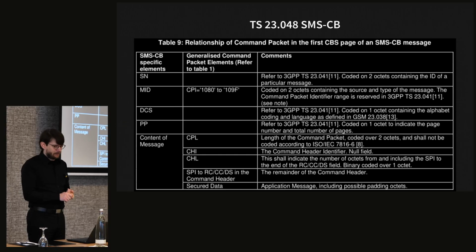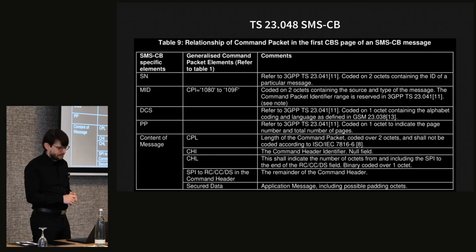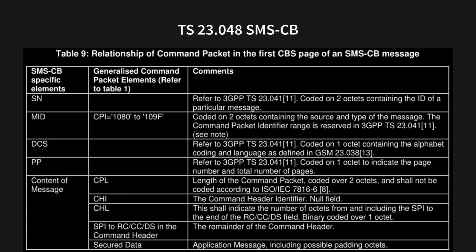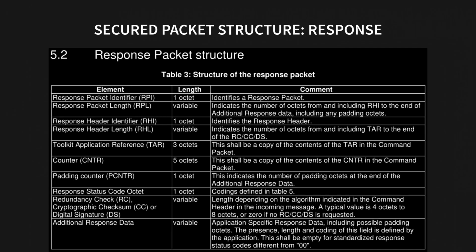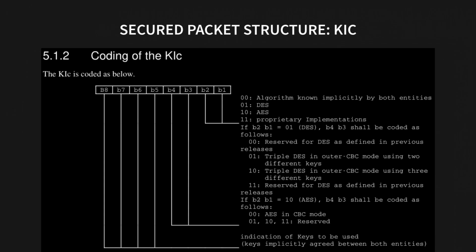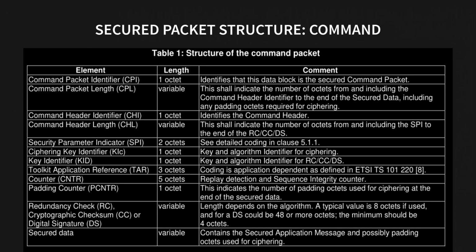So for SMS cell broadcast, it looks slightly different. And here, actually, what used to be the CPI, the command packet identifier, basically the message type, let's go back to the generic structure. So we see there is the CPI, where is it? There. The CPI is a 1-octet field that identifies that this is a secure command packet.